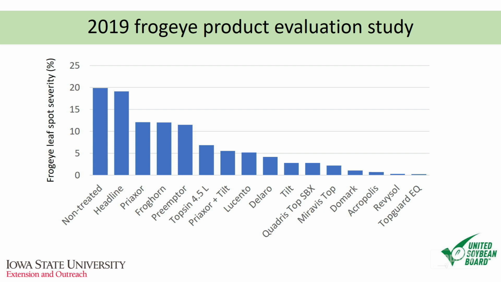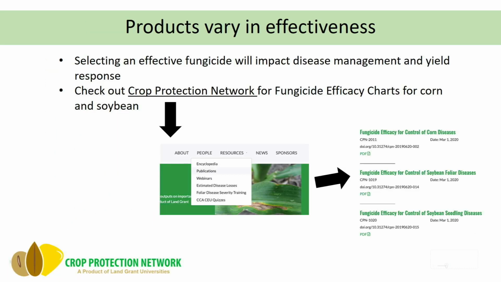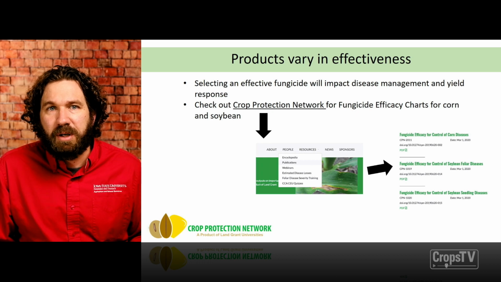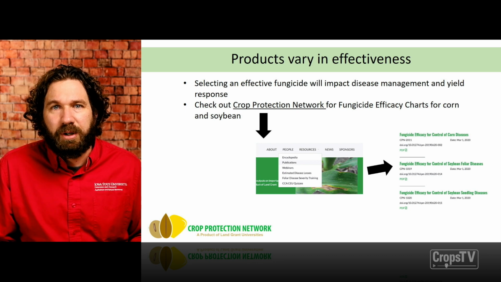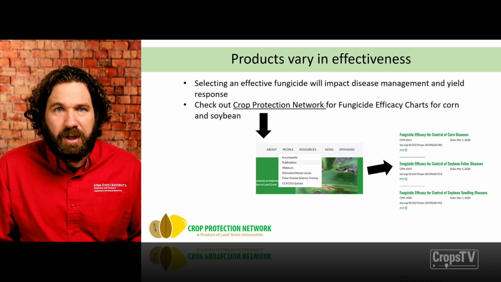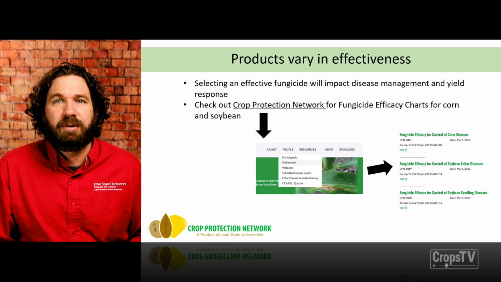And so how can you find out which products work? I'd say that's sort of one of the main points of this talk: if you're going to be considering a foliar fungicide, do your homework. Make sure it is a product that is going to be working on the pathogens that we see here in Iowa, which would be frog eye, brown spot, and Cercospora.